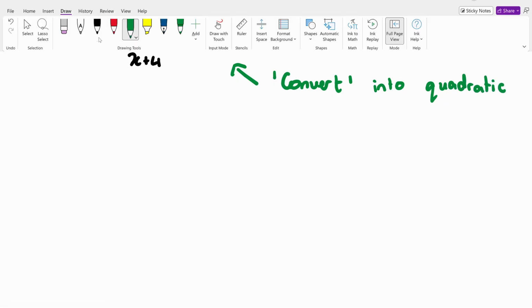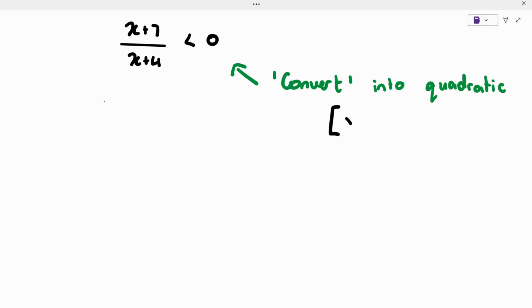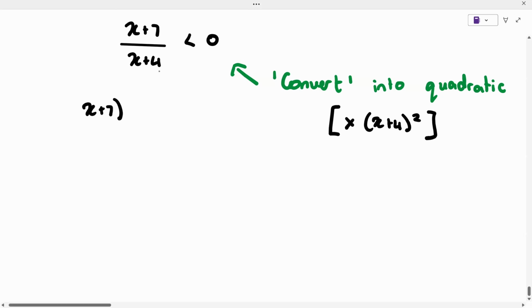But just for the sake of your remembering what we need to do, we're going to multiply throughout by the denominator squared. And why do we multiply by the denominator squared and not just the denominator? Because we don't want to lose the critical value. So when we do that, we get x plus 7 times x plus 4 is less than 0.